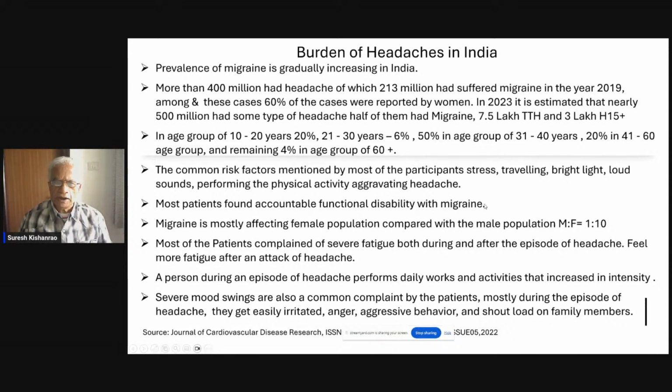Usually, the common risk factors identified by this particular evaluation are stress, traveling, facing bright light, loud sounds, and going through rigorous physical activities, which aggravate headache. In most people, it accounts for functional disability; they can't do the work they have to do. Migraine usually affects the female population, as I have already told, and this study found that the proportion of headaches in females is tenfold compared to men. Most patients complain of severe fatigue both during and after, but the fatigue after the migraine is very high.